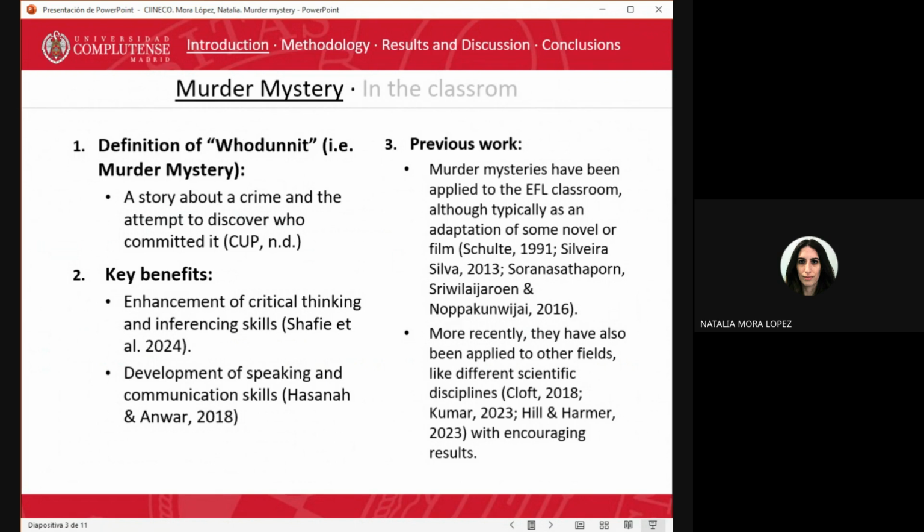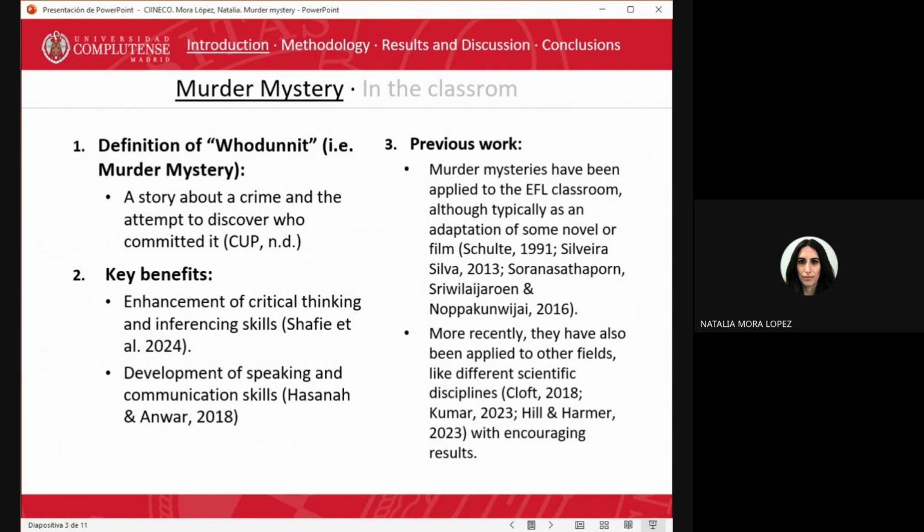So key benefits of having this in the classroom would be the enhancement of critical thinking and inference skills, and also the development of speaking and communication skills, thinking of using it in the foreign language classroom. Some previous work on the use of murder mystery in the classroom has focused on the adaptation of murder mysteries from the literature, from novels, basically, and also from films to the classroom. So it is a way to introduce literature in the classroom in a different way.